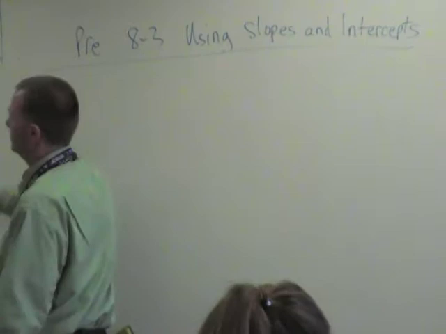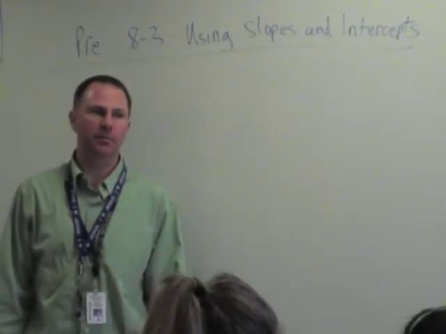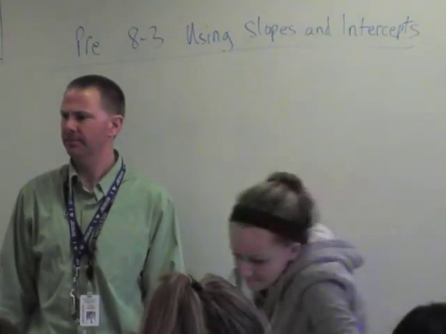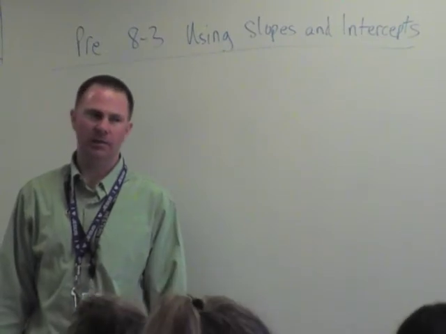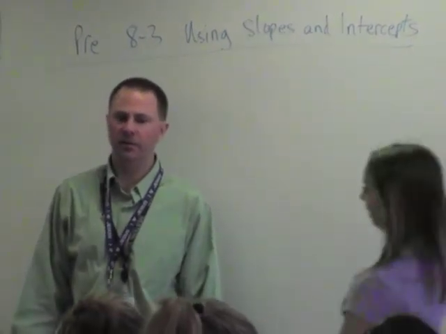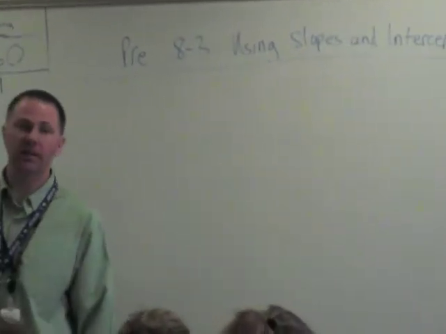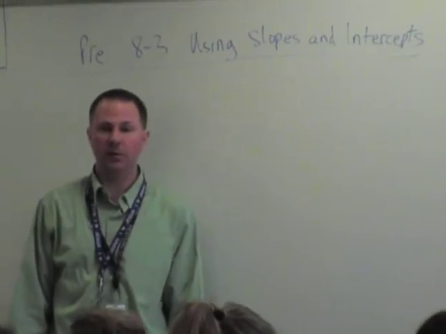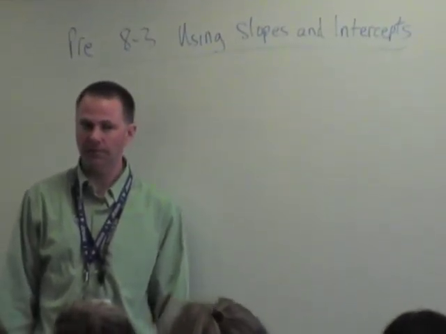What's an intercept? Where they cross. We're talking about an x-intercept, which means where the line crosses the x-axis. A y-intercept is where the line crosses the y-axis. Okay?